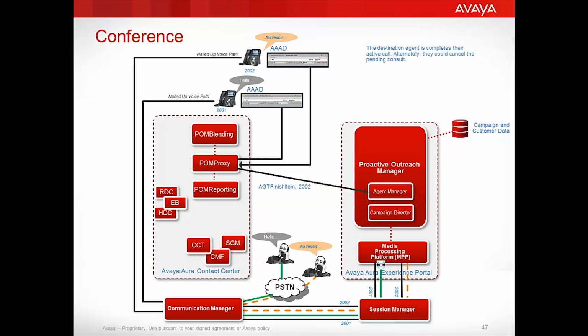Our destination agent completes their call. Alternatively, they could cancel the pending consult. But if they do decide to complete their call, an AGT finish item is called by agent 2002. The pending consult to 2002 is automatically answered. 2001 is notified. They get an AGT consult notify. And a conference is created between 2001 and 2002. Remember, the customer is still on hold at this stage. The call is only between the two agents in this consult phase.